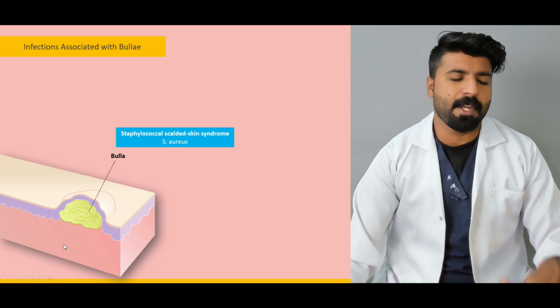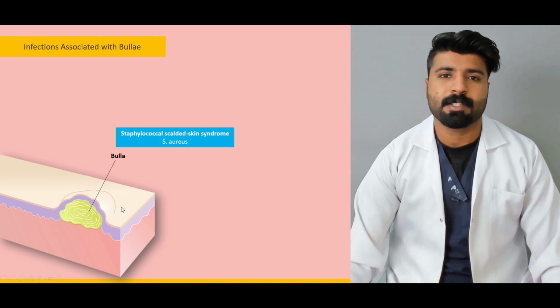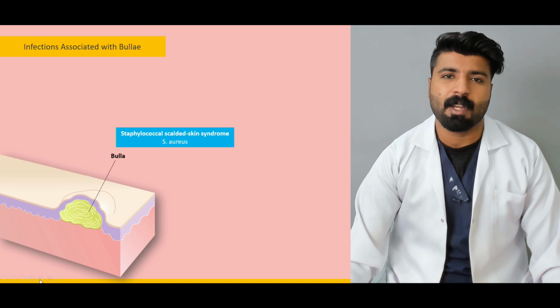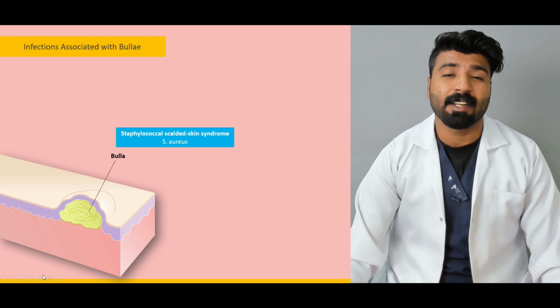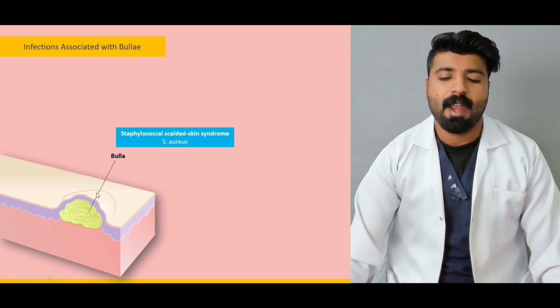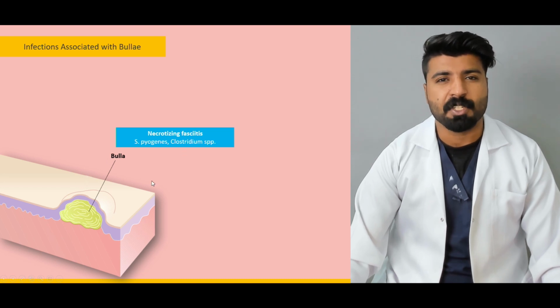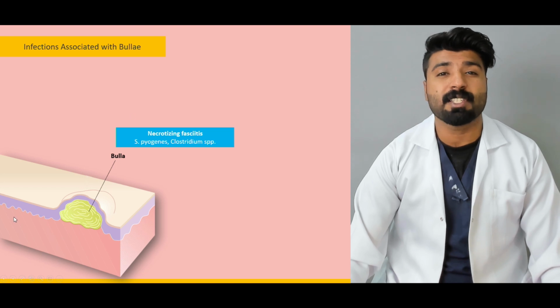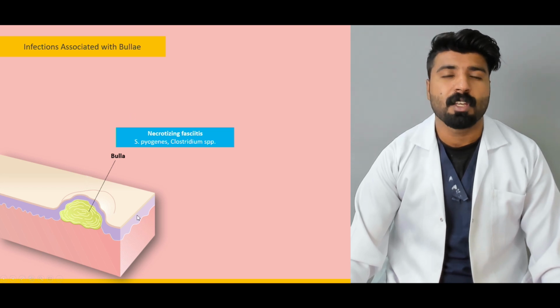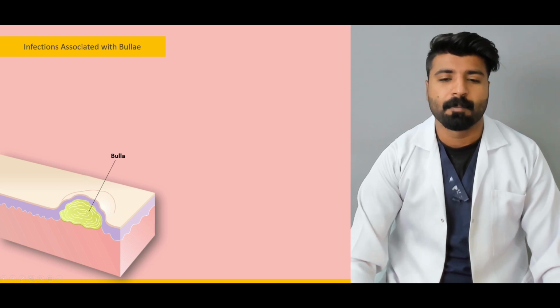So bulla is the formation whenever, as we just talked about, there's a staphylococcal infection. For example, there was a break in your skin and some organism like Staphylococcus aureus came in and it led to the formation of bulla, which is what? A sac containing serous fluid. And it can also be due to necrotizing fasciitis, which is caused by Streptococcus pyogenes and Clostridium species. So these are two basic reasons or two basic pathologies which are related to the formation of bulla, and these are the infections which are associated with the formation of bulla.